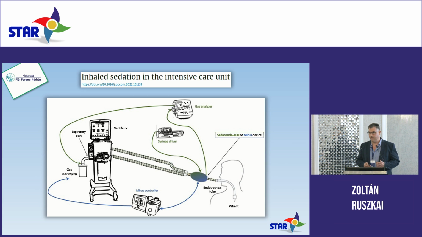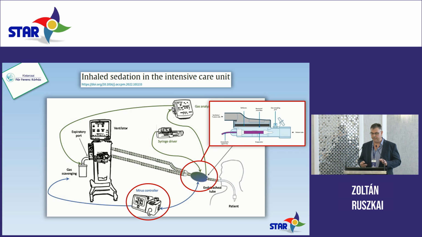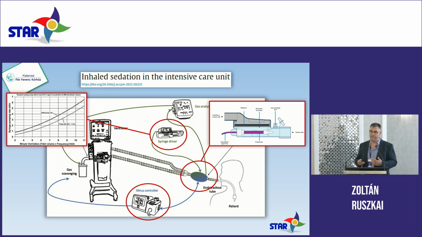However, there are some obstacles and limitations we have to deal with if we use volatile agents in the ICU. Fortunately, we have at least two kinds of devices, the MyRisk controller and the Sedaconda. That is a micro vaporizer responsible for giving the patient the agent and for scavenging or absorbing it during exhalation. We can use a very simple syringe pump to give the patient the agent via the Sedaconda, and we can change the syringe pump rate based on the minute ventilation of the patient.